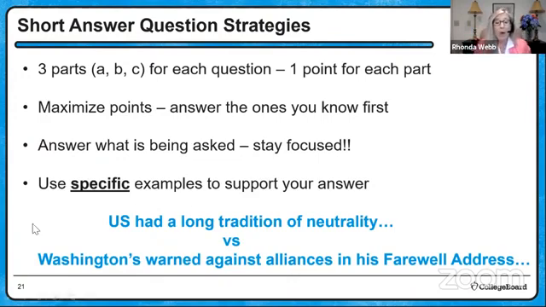For example, what if we were to have a question asking about U.S. foreign policy traditions, a continuity over time? What if you said the United States has a long tradition of neutrality? That's true. But what makes a better answer? What if we said Washington warned against alliances in his farewell address, and that position of neutrality was followed by future presidents up through World War II? Which is the more sophisticated, complete answer? Of course, the one that has specific vocabulary. So you want to plug that in as well.